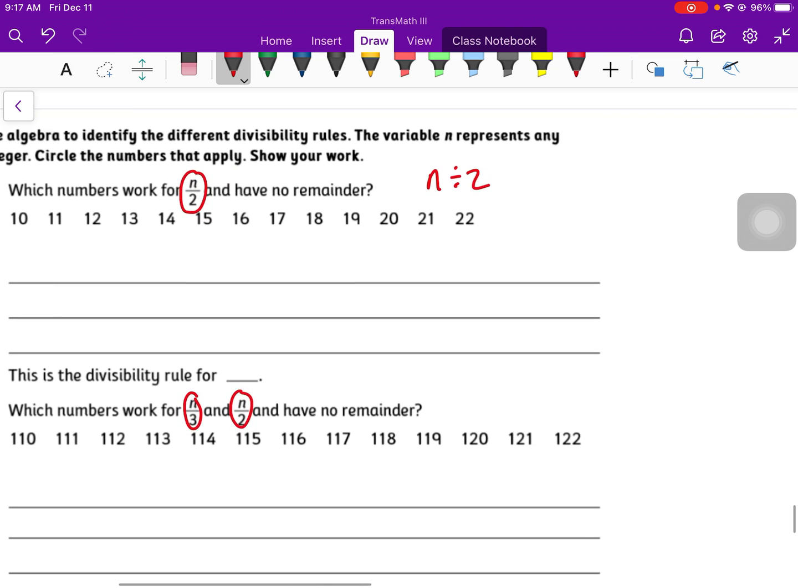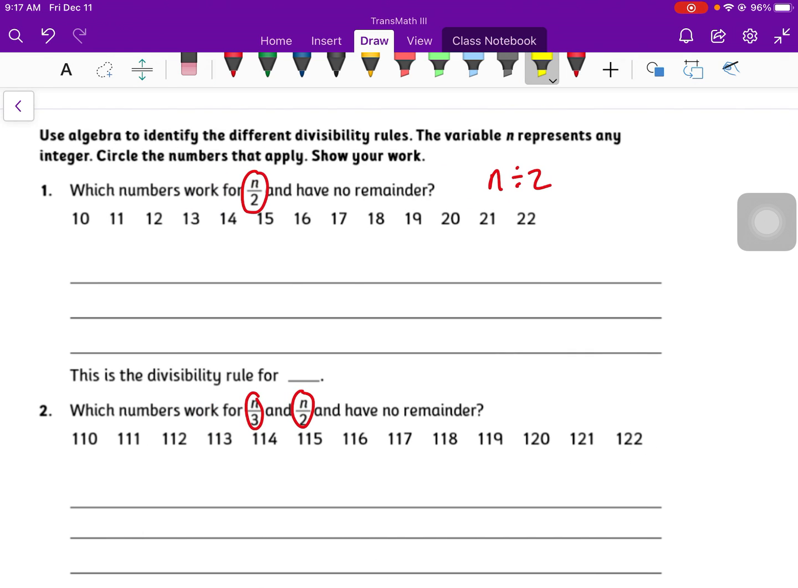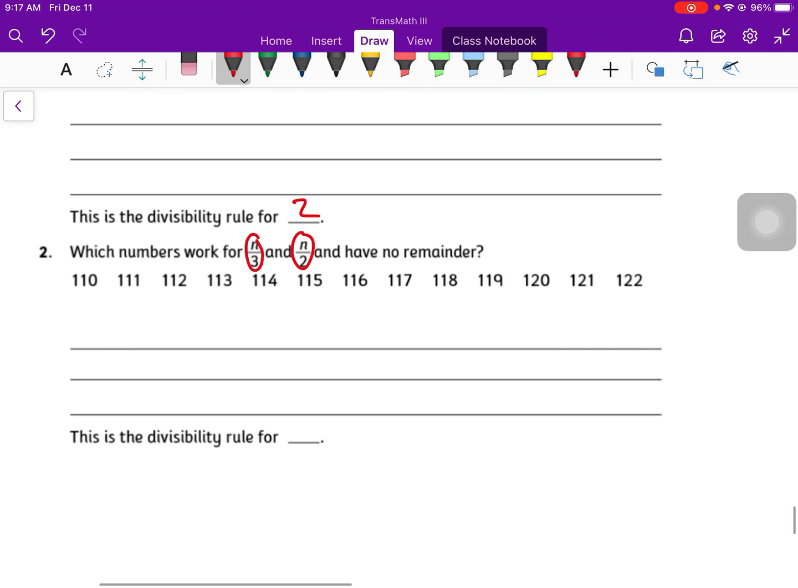So, which numbers have no remainder? For n divided by 2, it's those numbers, all of the even numbers. This is the divisibility rule for 2. If you're dividing by 2, it has to be an even number. For n divided by 3, I have to add up all of the digits and have that number be divisible by 3. So if I do 1 plus 1 plus 0, that's 2. That does not work. 1 plus 1 plus 1.